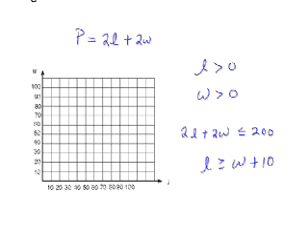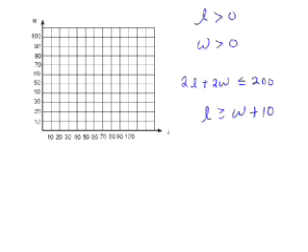I'm going to take the top equation, 2L plus 2W less than or equal to 200, and we can divide everything by positive 2 to make it a little easier to work with. That would give us L plus W is less than or equal to, dividing everything by 2, 100. So we have L plus W less than or equal to 100.